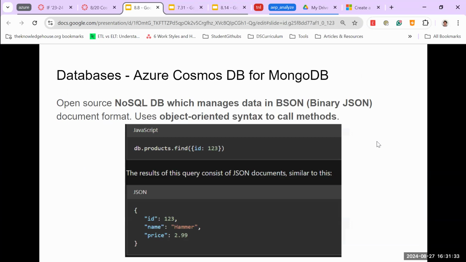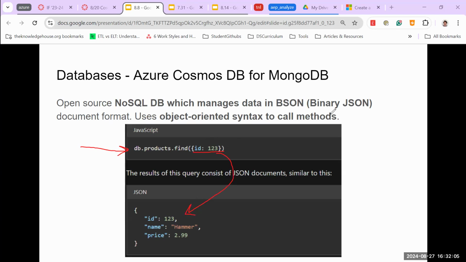Next up, everyone, we have MongoDB for Cosmos DB. You might have heard of MongoDB before. It's actually another document database, nothing too special. The only thing, however, is that instead of using SQL, we use object-oriented syntax to query our data. So as you can see in this example, this programmer types in db.products.find ID123, and this pulls up this chunk of data right here.